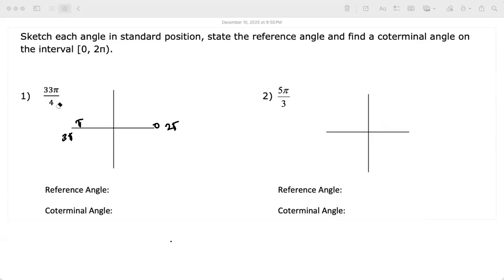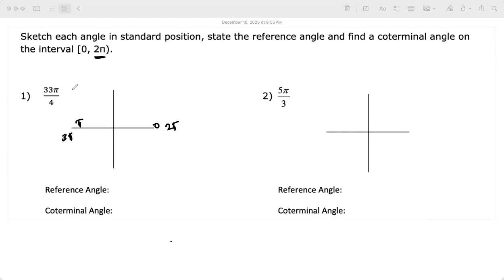So here, when you think about this, how many pi's are here? Would you be able to find the coterminal angle for this? Would you be able to find the reference angle for this one? That's why I was a little confused. Okay, so let's see how to find out. Oh, in the interval. See, sketch each angle in the standard position, state the reference angle, and find a coterminal angle on the interval 0 to 2 pi. Within 2 pi, you have to find a coterminal angle.